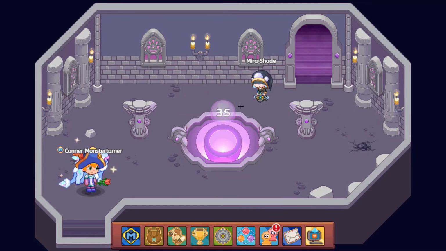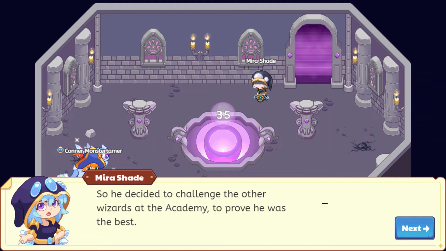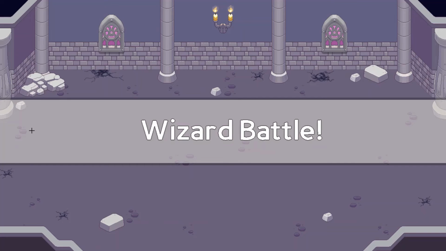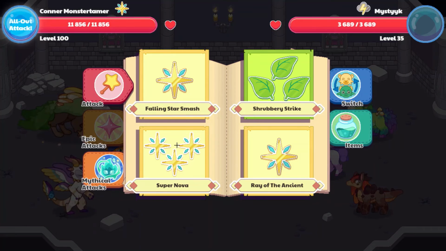And here is Mira. This is level 35 already. My goodness. Mira Shade. One day, the wizard decided he was done training. He was already the best wizard ever. So he decided to challenge the other wizards at the academy to prove he was the best. Alright, and it looks like we have our wizard battle coming up. It looks like we have a whole plethora of different powers, so I think we're going to go ahead and do a supernova here.